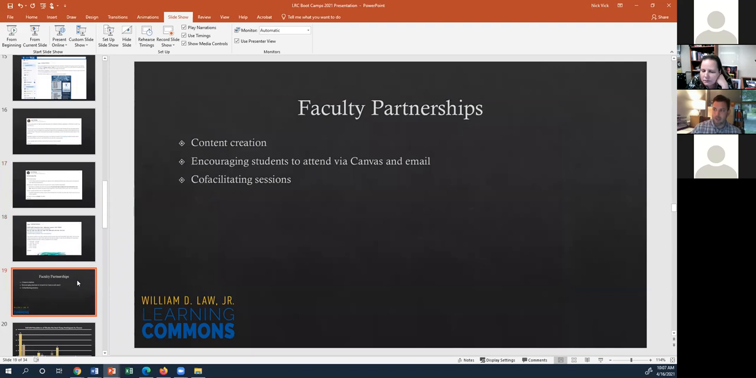Now on to faculty partnerships. We know how valuable and how important it is for us to connect with faculty. And faculty have participated and worked with us in a variety of ways. One is through actually assisting with the creation of the content that's shared with students. So that's been really valuable.